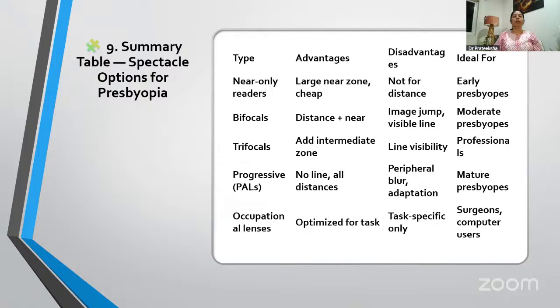The summary of the spectacle options for presbyopia. So we have near-only readers. They have a large near zone and they are cheap also, not for distance, and ideal for early presbyopes. Bifocals: distance plus near. Disadvantages: image jump, visible line. Advantage: moderate presbyopes. Trifocals add a near intermediate zone. Disadvantage: line visibility. Ideal for professionals.